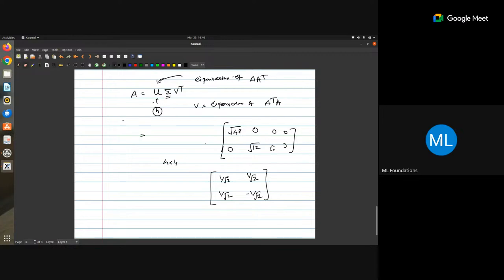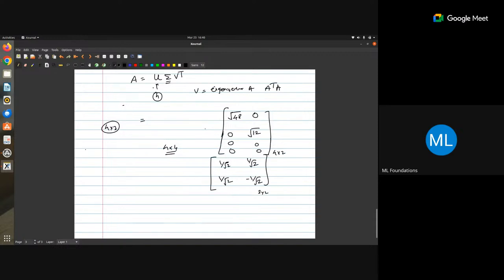So this shouldn't be like this. It should be 4x2. 0, 0, 0, 0. Right? The remaining eigenvalues are 0. Correct. So this is 4x4, this should be 4x2, and this should be 2x2. Then only I'll get the matrix 4x2. Okay, then I got this.